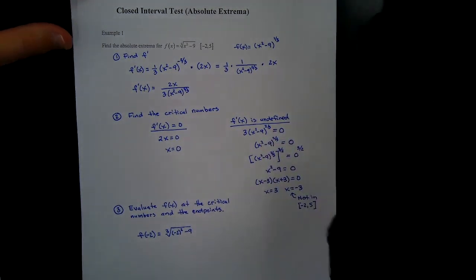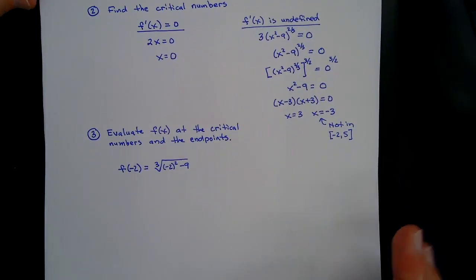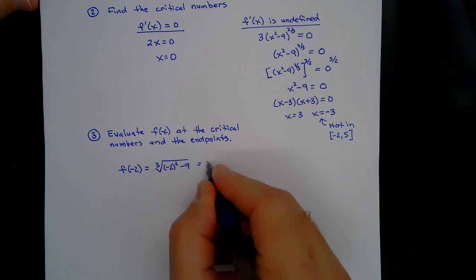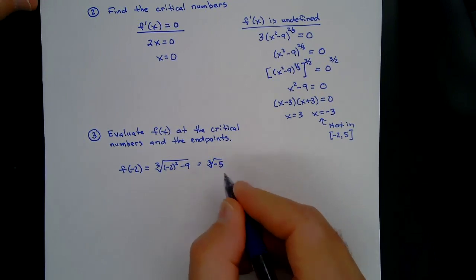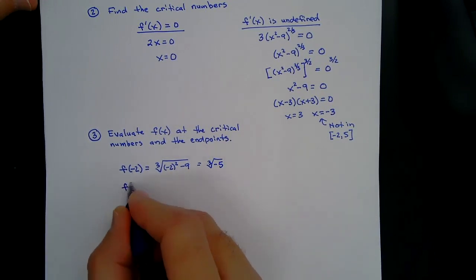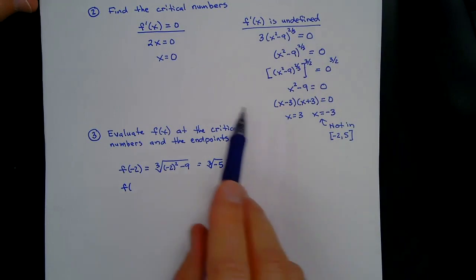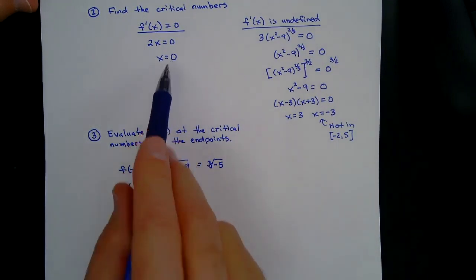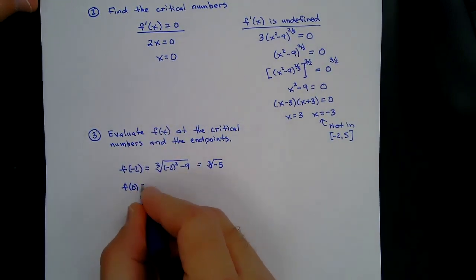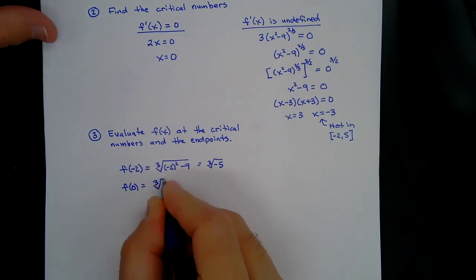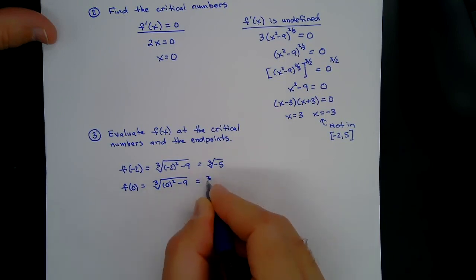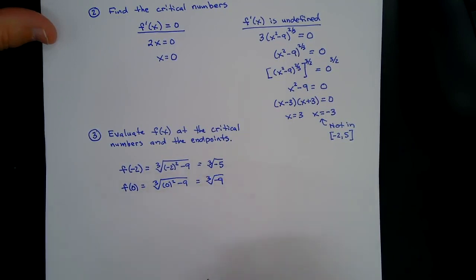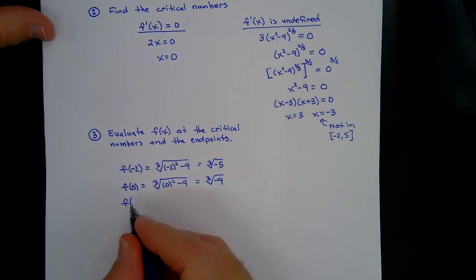I'm going to zoom in a little bit so you can see that a little bit clearer. And then that would be the cube root of, this would be 4 minus 9, so that'd be the cube root of -5. And then the next one would be the next critical number, which is either 0 or 3, so the next one's going to be 0, so f of 0. So that's the cube root of 0 squared minus 9, so that would just simply be the cube root of -9. And then the next critical number would be 3, so f of 3.